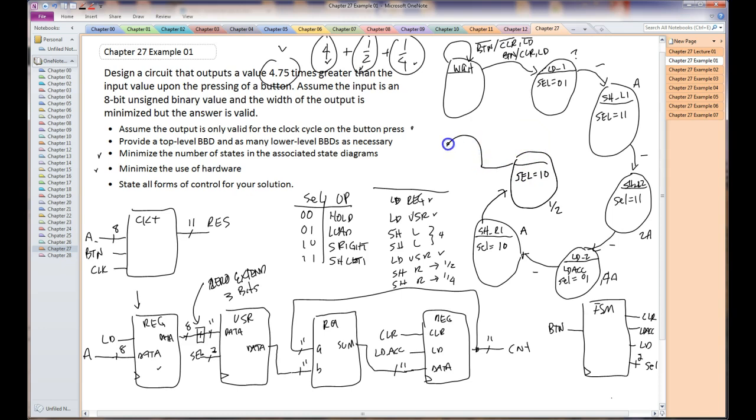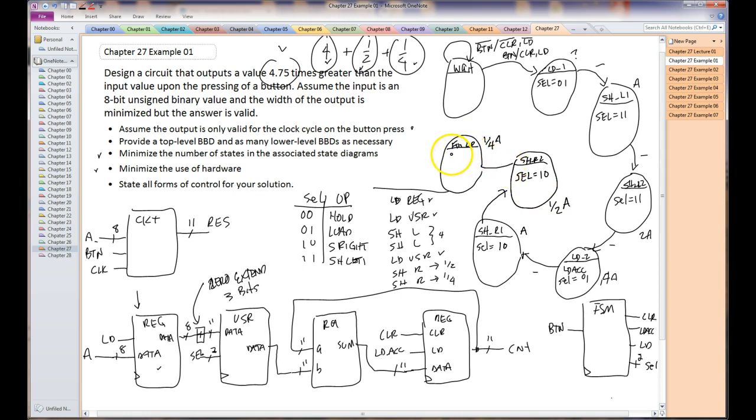Shift it right one more time. Second shift right. Final load. Okay, and so essentially in this state, what I need to do, because what I have here is 1/4 A right there and 1/2 A here, I need to go back and fix this up.